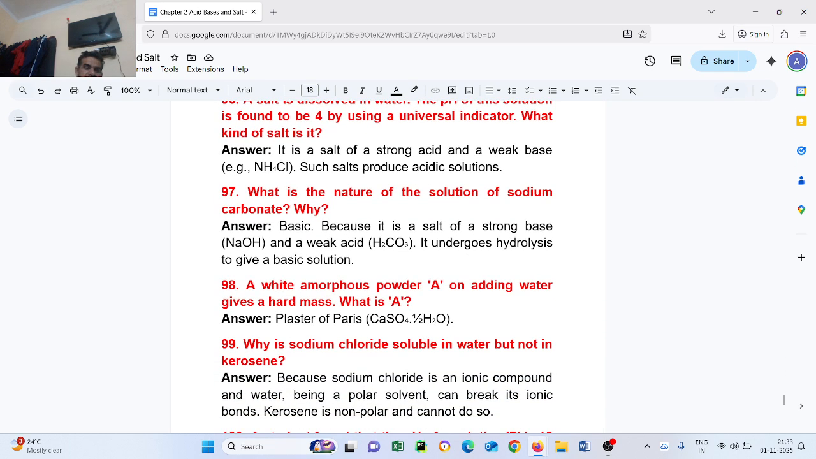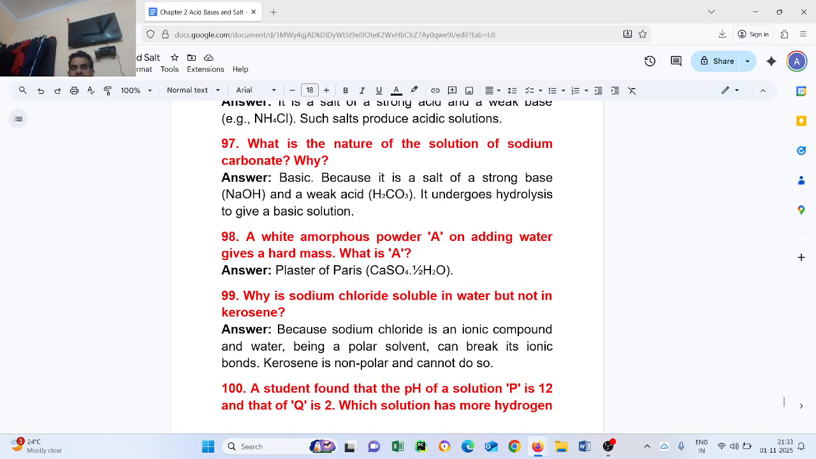Question number 98. A white amorphous powder A on adding water gives a hot mass. What is A? Plaster of Paris, CaSO4·½H2O. Question number 99. Why is sodium chloride soluble in water but not in kerosene? Because sodium chloride is an ionic compound and water being a polar solvent can break its ionic bond. Kerosene is non-polar and cannot do so.